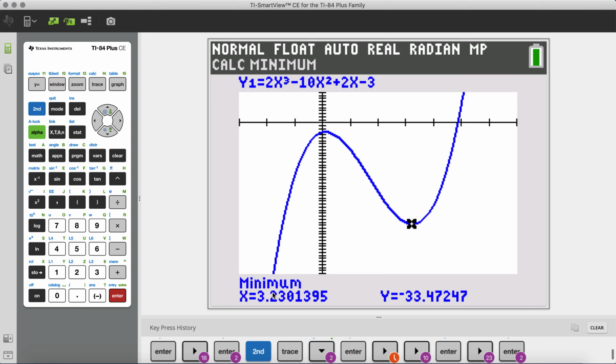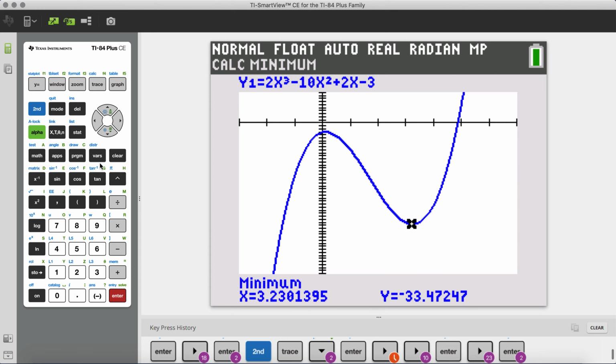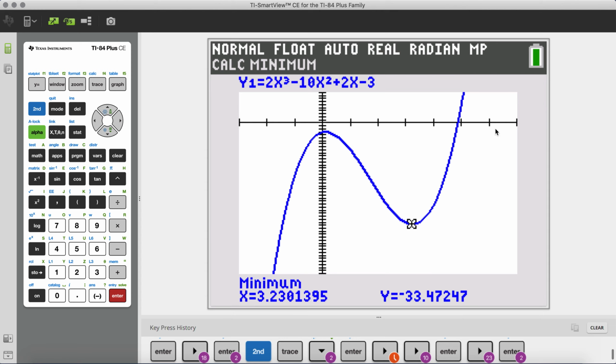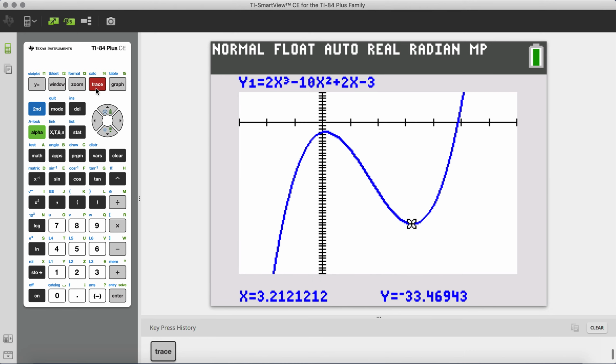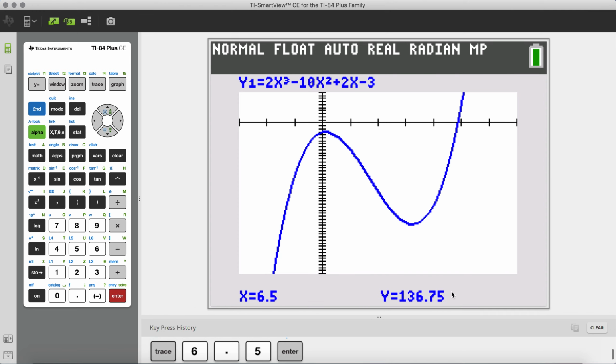The last one here asks us for f of 6.5. Okay, to find f of 6.5, what you need to do is you need to make sure that 6.5 exists on your x values, okay? If your window does not have an x maximum that has 6.5 in it, it's going to give you an error. So make sure your x max is past 6.5. Now we can go to graph, we can click trace, we type in 6.5, and bam. It's looking for this y value, okay? When you ask f of 6.5, all it wants is just the y value, so 136.75, okay? And that's how you would do all of these first graphing questions.